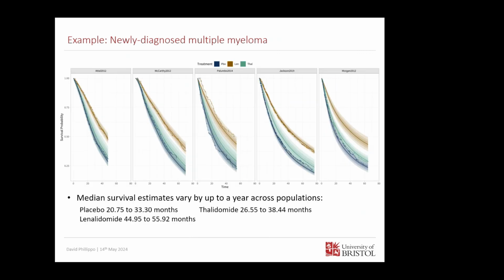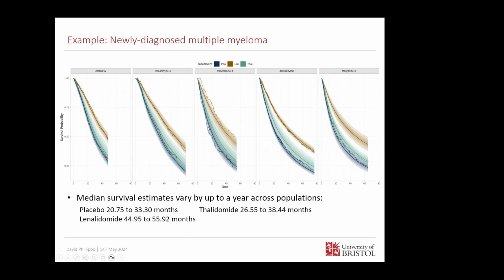And if we fit this survival MLNMR model, we get the following survival curves. So you can see that it's actually doing quite a good job. It's nicely fitting the observed Kaplan-Meier curves in each of the studies. In Phillippo 2014 here, there is some difference, but actually that's because these Kaplan-Meier curves are unadjusted. And so there's some baseline imbalance essentially in these Kaplan-Meier curves, which we've adjusted for in our model that we fitted. The median survival estimates vary by up to a year across populations.